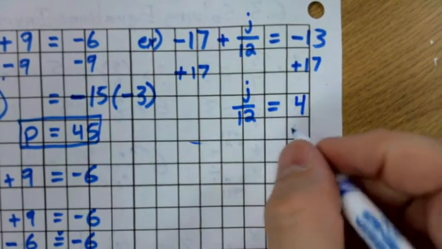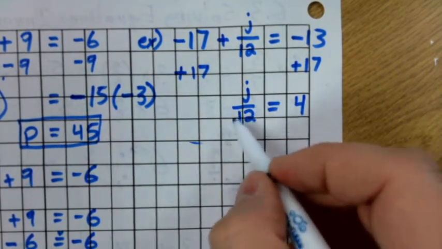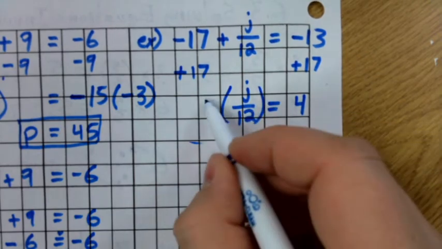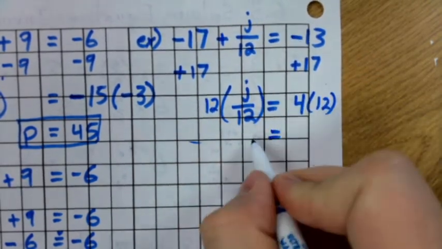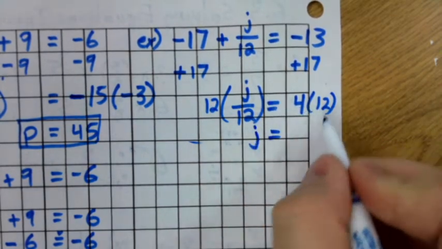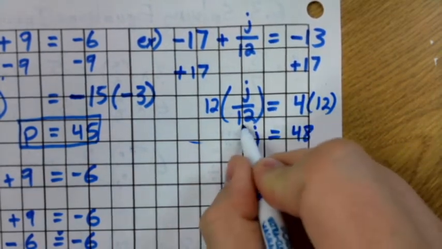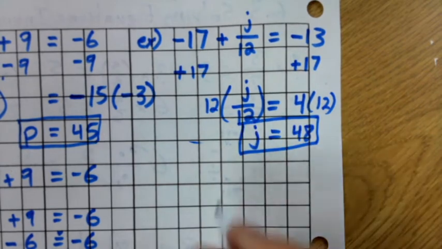And then you need to get rid of this divided by 12 by multiplying by 12. We're going to multiply by 12. And so that means that we're left with j is 4 times 12, which is 48. J is 48. Let's check this by verifying.